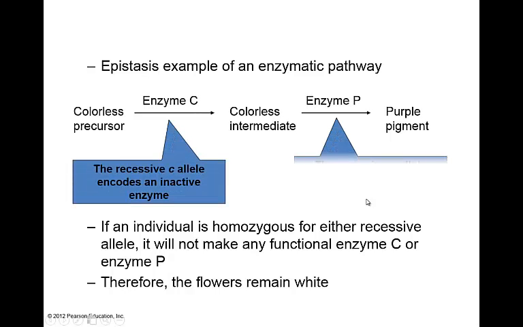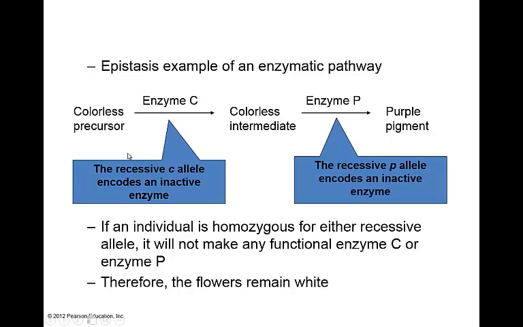So an example of an enzymatic pathway: you might have a colorless precursor that requires enzyme C, and then it's going to have this intermediate, then it's going to require enzyme P, and that can make this purple. So if you're thinking about a flower, you might have this start as white, it goes through this intermediate, and then it goes through the second step, and it can turn purple.